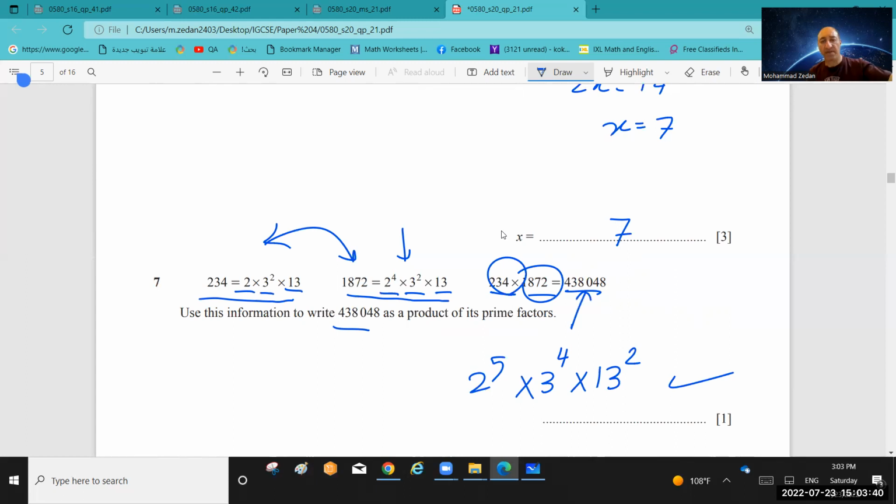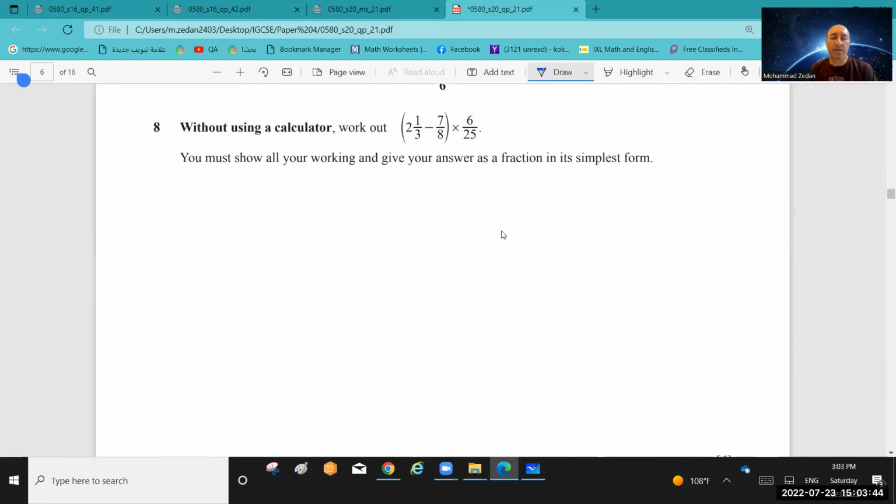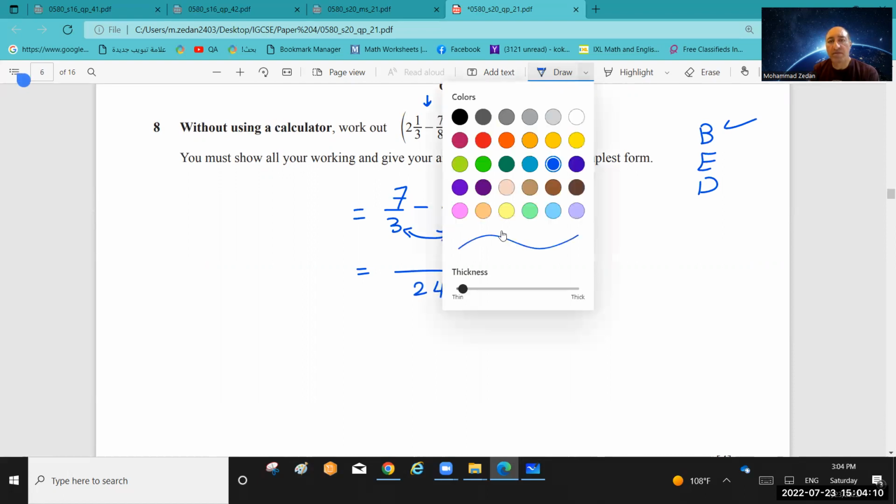That's a very easy question. Without using a calculator, work out: you start, of course, with the bracket first. This is the order of operations. You start with the operation inside the bracket. 2 times 3 is 6, plus 1 is 7, so 7 thirds minus 7 eighths. After that, when you have different denominators, multiply them together: 3 times 8 is 24. And continue writing this one.